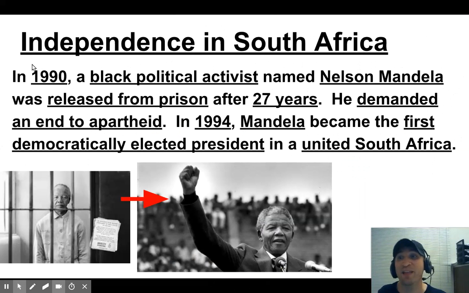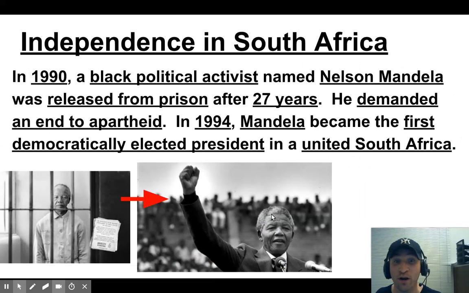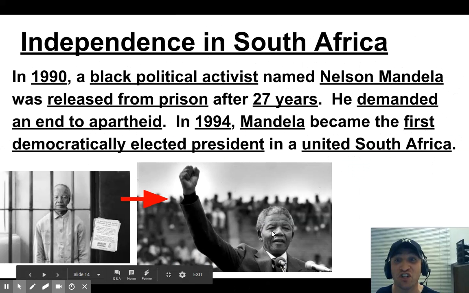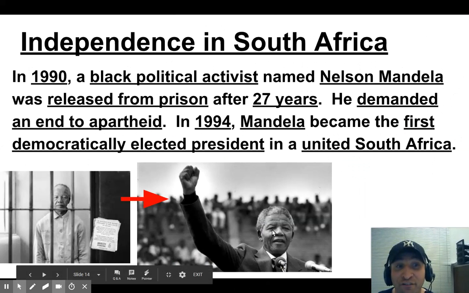It didn't last. In 1990, a black political activist named Nelson Mandela was released from prison after 27 years. And here he is in prison. He demanded an end to apartheid. In 1994, Mandela became the first democratically elected president in a united South Africa, and there was no more apartheid.